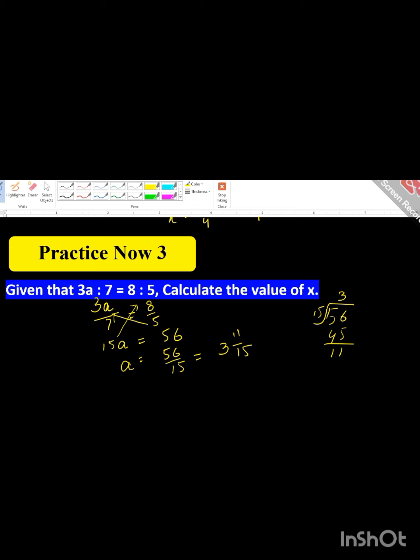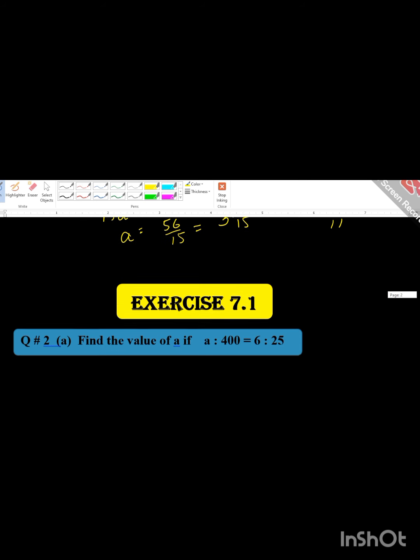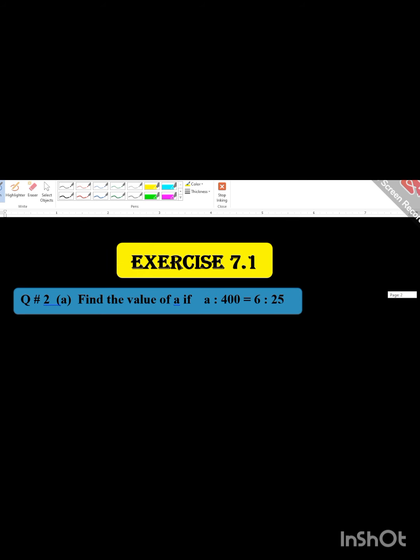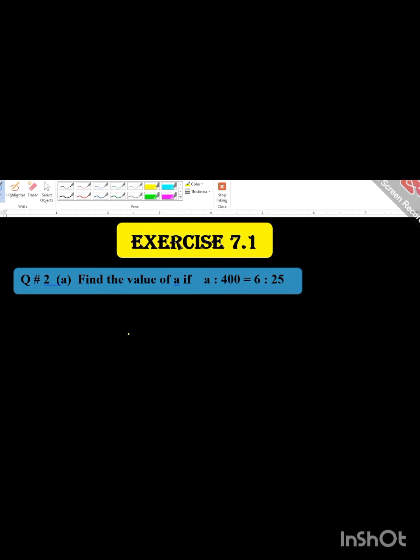Clear? Quite easy. Enjoying? Always try to leave the question in the simplest form, right? So now come to the exercise again, and question number 1 we did at the start of this lecture. Now question number 2. Again the same question as we did in the worked example and in the practice now. So what do we have to do?